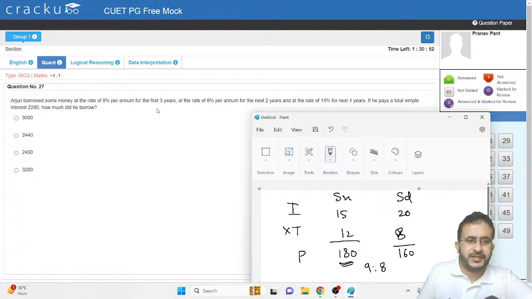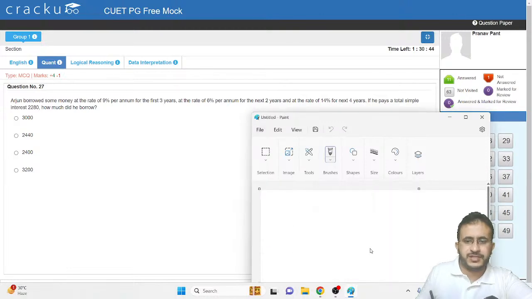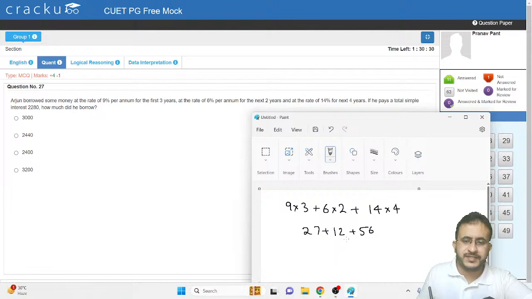Okay, some money at the rate of 9% for the first 3 years, 6% for the next 2 years, and a rate of 14% for the next 4 years. Total simple interest is given. Okay, so first 3 years, 9 into 3, 27. Then 6% for two years, and 14% for 4 years. Right, so we get 27 plus 12 plus 56, which is 95%. Right, 95% is 2280. Okay, so what will the principal be? It will be 24.